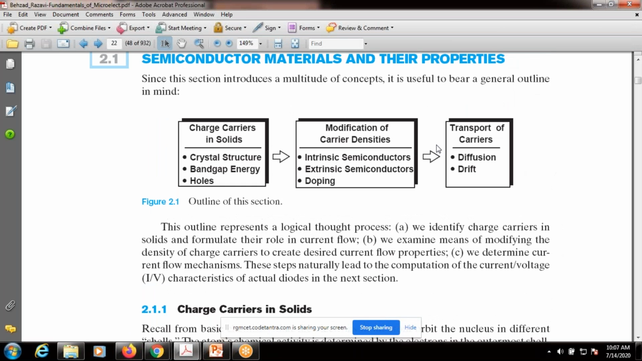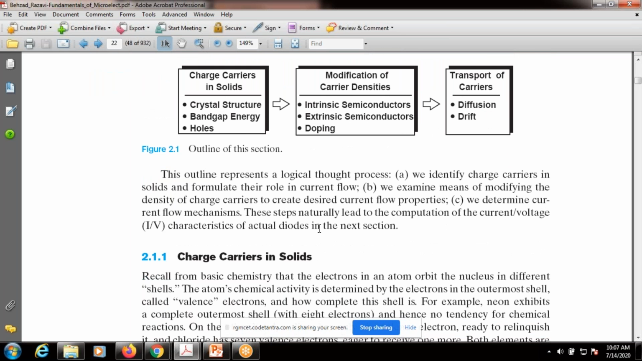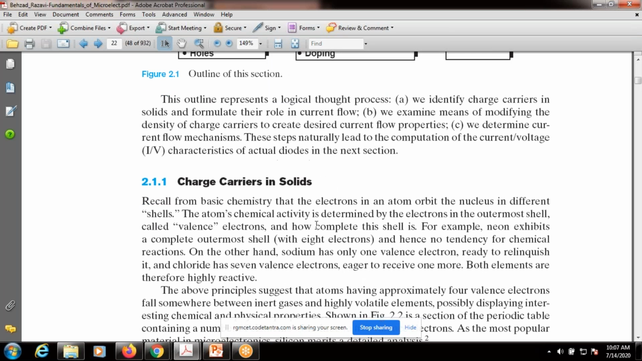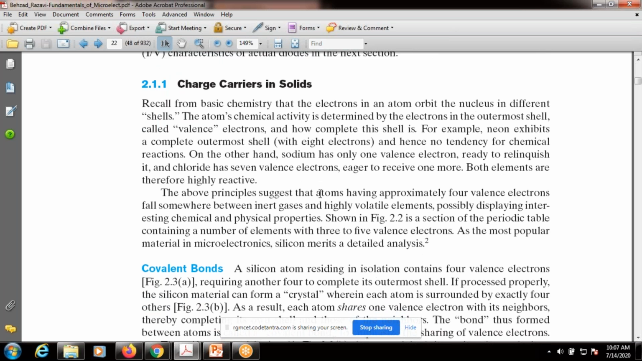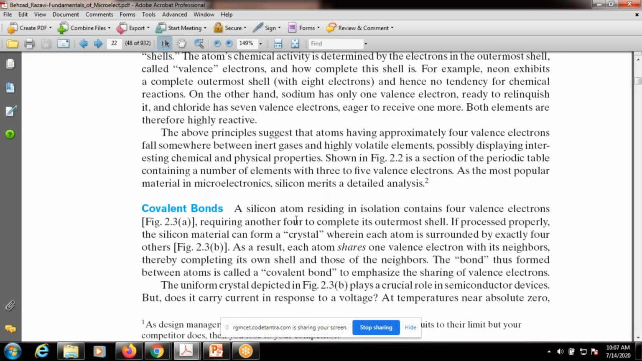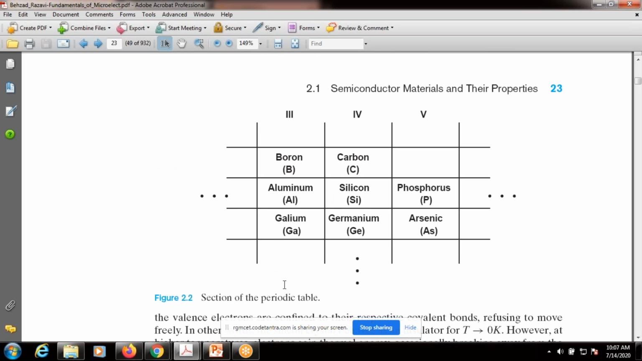Yes, in the last class we discussed a few basics of semiconductor materials, a few properties of semiconductor materials, and charge carriers in solids. We also covered the definition of covalent bonds and how a covalent bond is formed. And a part of the periodic table: don't remember the entire periodic table, only remember the third group, fourth group, and fifth group.